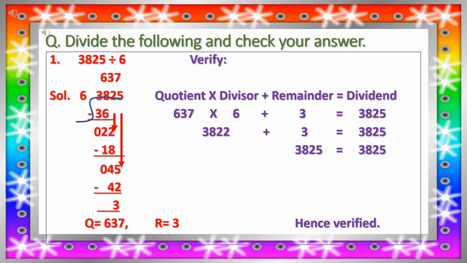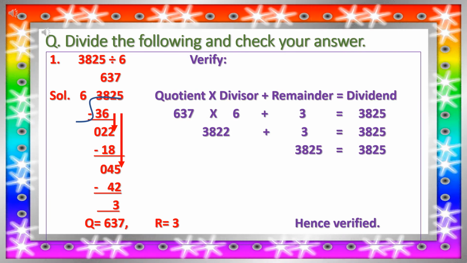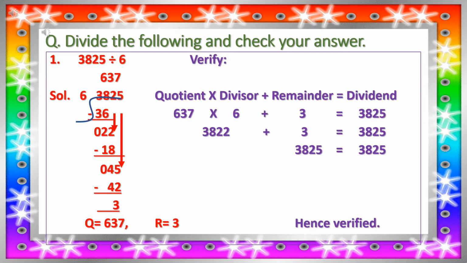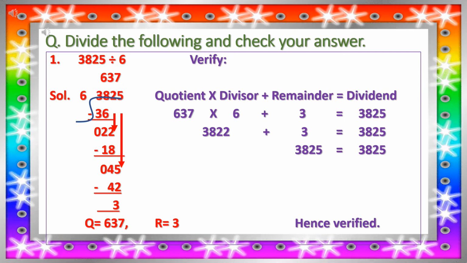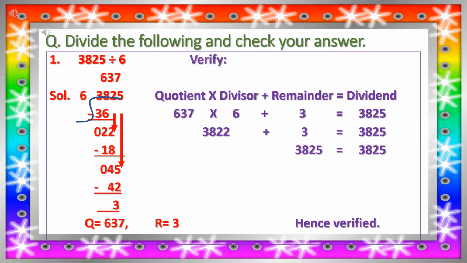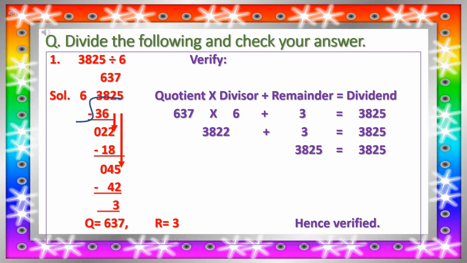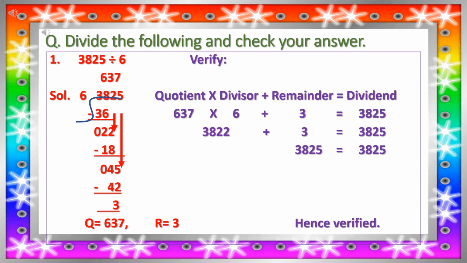So our first question is 3825 divided by 6. We have to divide it, and after that we will verify the answer, we will check our answer. So first of all we will arrange the numbers as shown. Now 3825. First of all we will take 3 which is present in thousands place and we will divide it by 6. But as 3 is smaller and 6 is bigger, it cannot be divided.